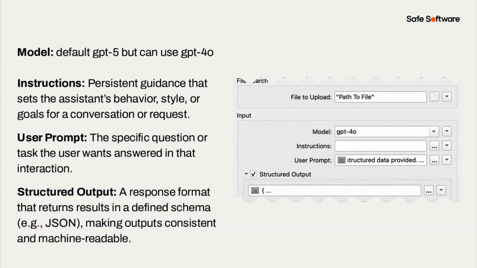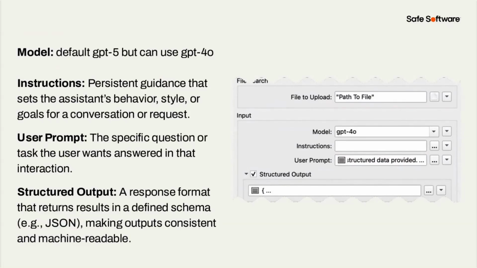So for models, by default, it uses GPT-5 now, but you can use 4.0 as well. You'll see that it has instructions and a user prompt. The instructions provide persistent guidance that sets the assistant's behavior, style, or goals. And then the user prompt is a specific question that you want to be addressed.